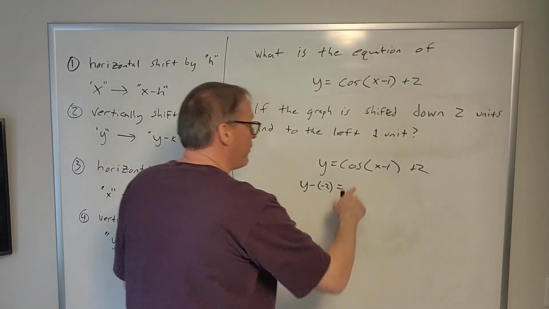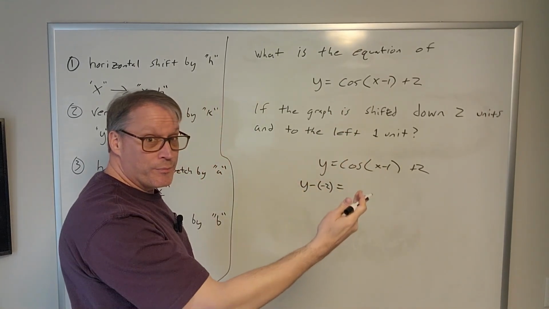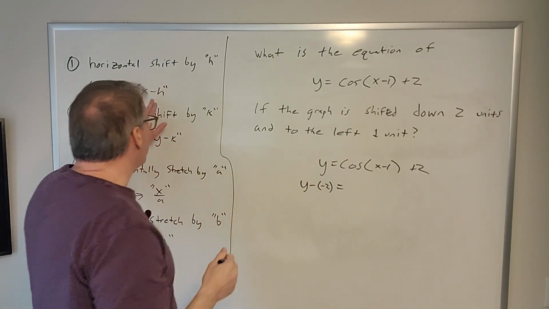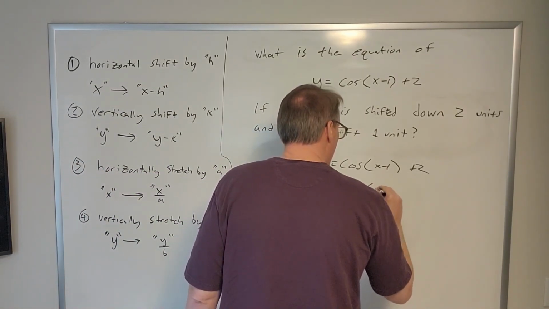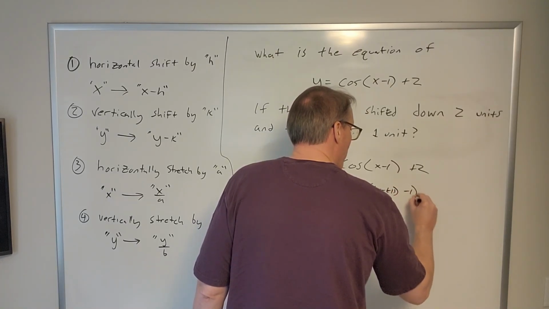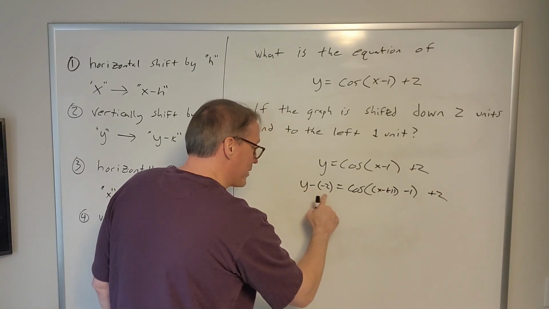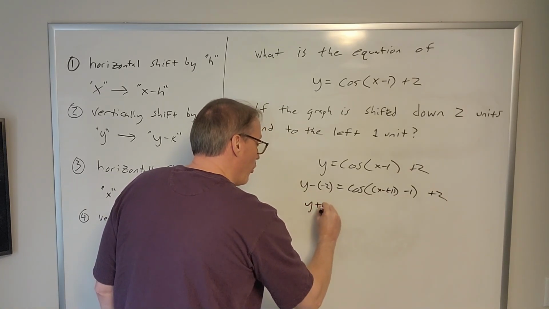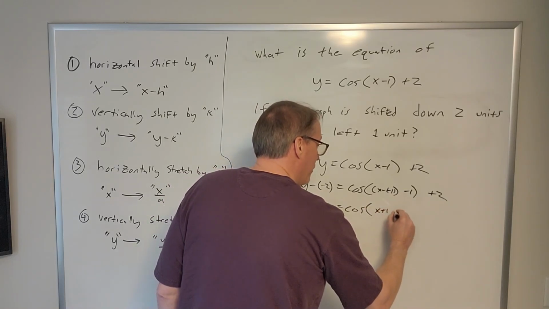And then we have x to the left 1 unit. That's going to be a negative 1, so subtracting a negative 1. So that's going to be cosine of x minus negative 1, then the minus 1 over there, plus 2. This is x minus minus 1. This is minus minus 2. This is just y plus 2. And this is cosine of x plus 1 minus 1.